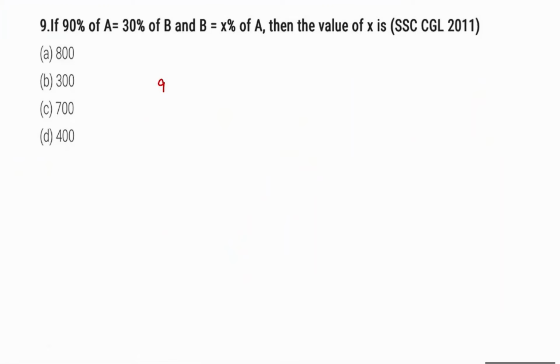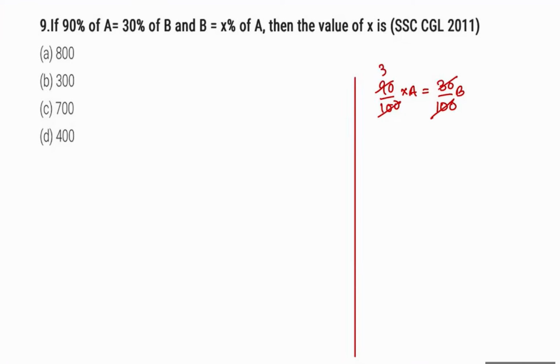Exam coding, basic coding. 90% of a is equal to 30% of b. 3a is equal to b, and b is equal to x percent of a. b is equal to x percent of a.